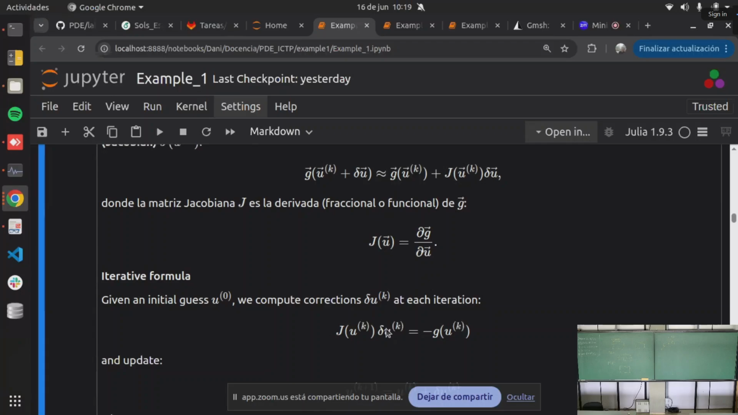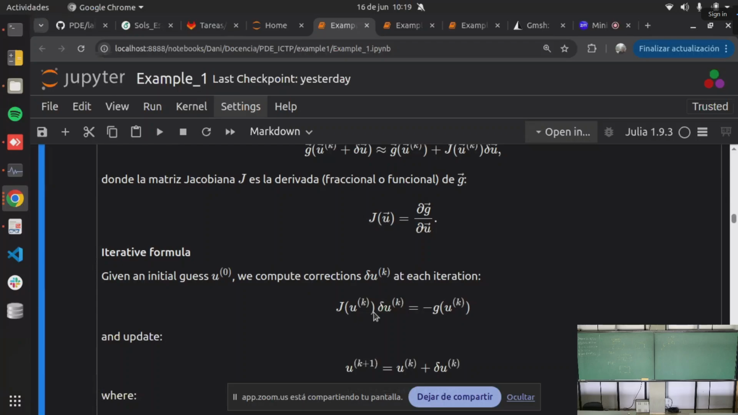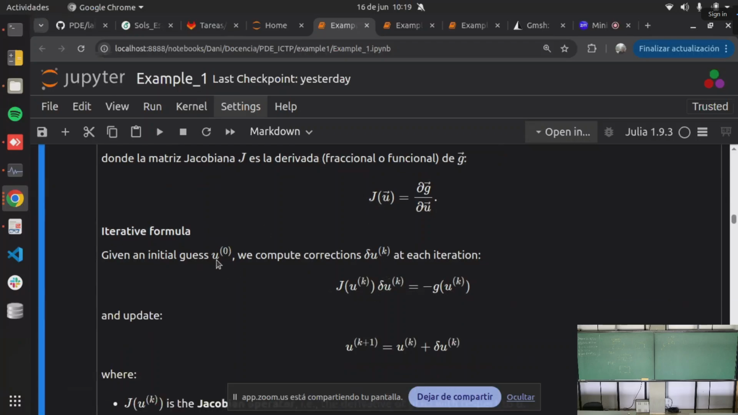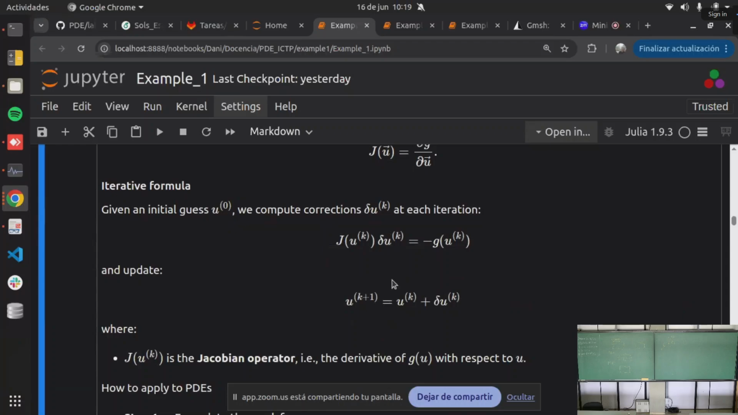the Newton-Raphson method, like this. We have to use our initial step, and the correction of the unknown function will be contained in this correction. So we update the approximation like this, where J is the Jacobian operator. This is the derivative of G with respect to U.